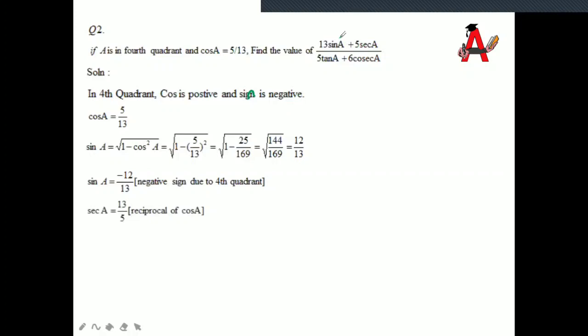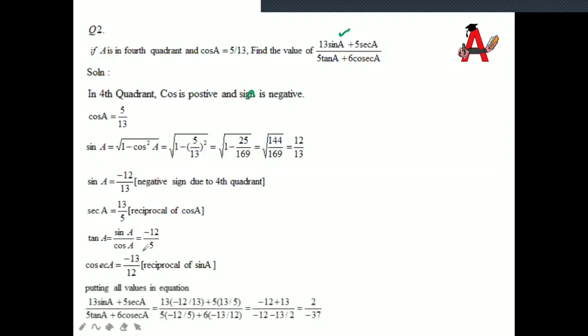So first we need sine, then we need sec. Sec is the reciprocal of cos, so cos is 5 by 13 and sec will become 13 upon 5. Last is tan. Tan A is sin A upon cos A. When you divide this, you will get minus 12 upon 13 divided by 5 upon 13, which is minus 12 upon 5. You also need cosec. Cosec is the reciprocal of sine, which is minus 12 upon 13. This will become minus 13 upon 12.